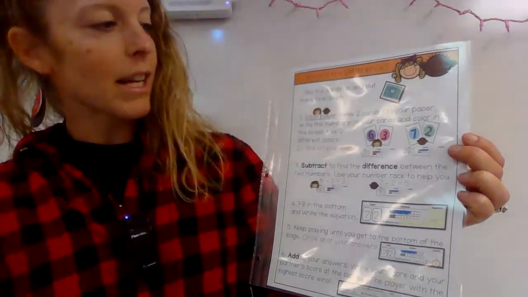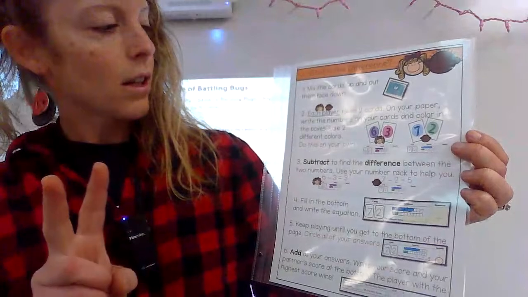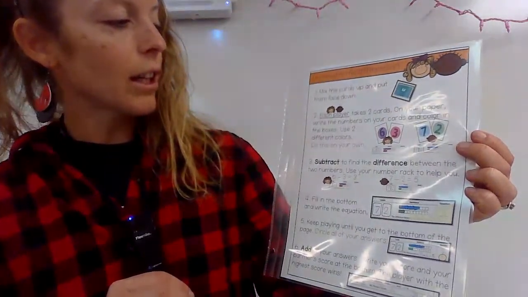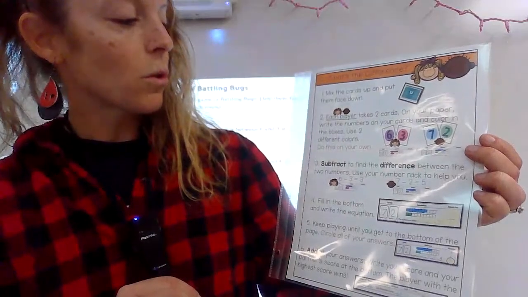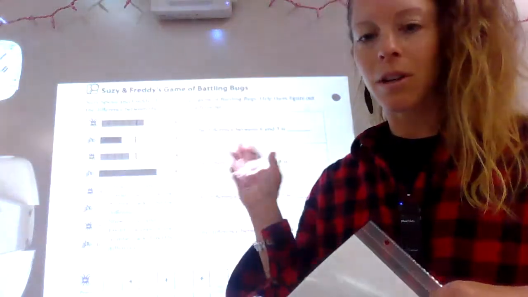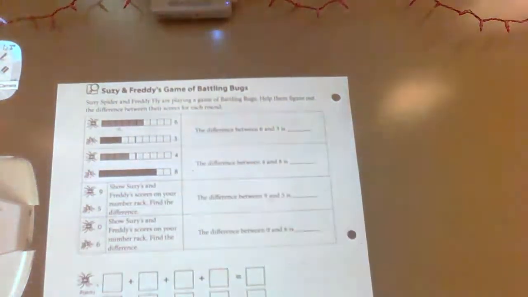Each player takes 2 cards. On your paper, write the numbers on your cards and color in the boxes. Use 2 different colors. Now, I'm going to go put up a different paper so you can see what the game board looks like. So, sing a little song while you wait.